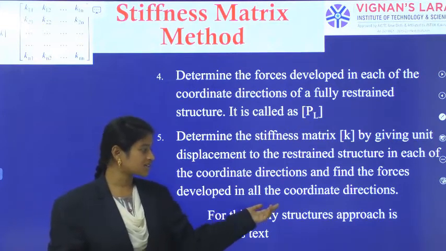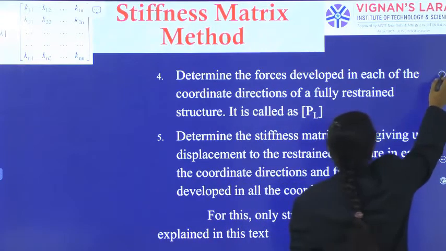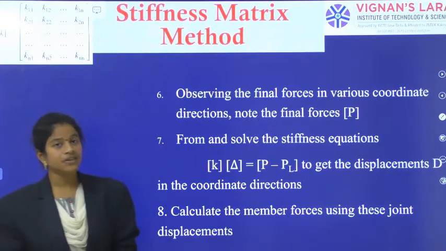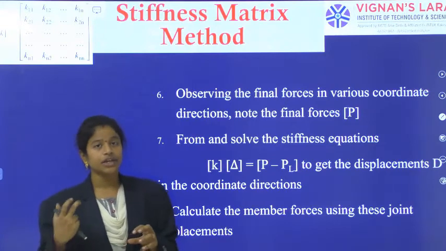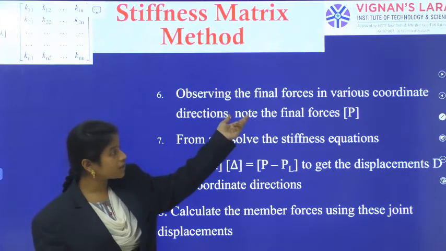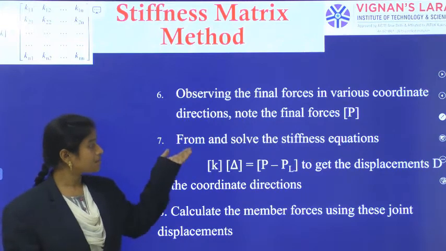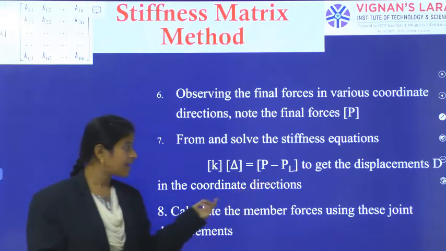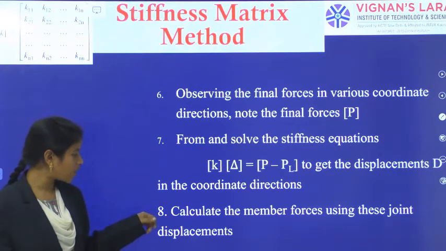For this, only the structures approach is explained in the text. Stiffness matrix means for the unit displacement, how much force is developed. Observing the final forces in the various coordinate directions, note the final forces P. And then solve the equation K delta = P minus PL to get the displacements in the coordinate directions.